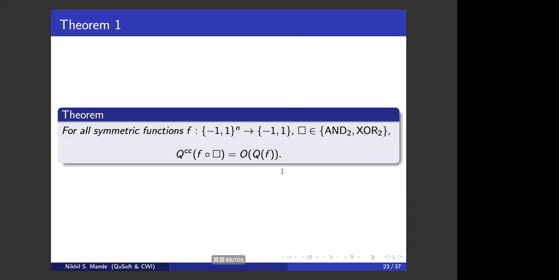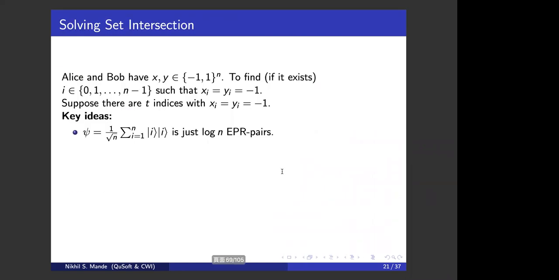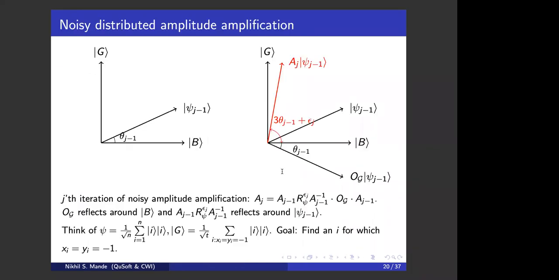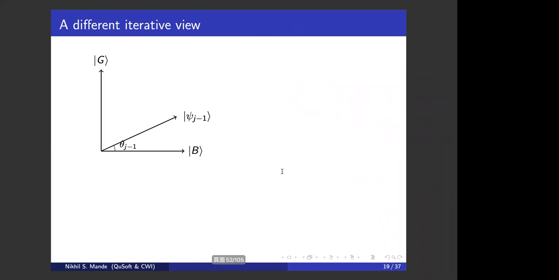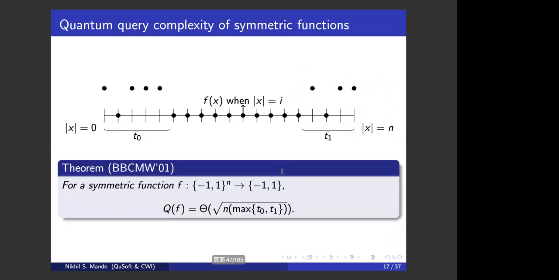Oh, I have a maybe silly question. So this, like you said, this is all for the symmetric properties, right? Symmetric functions. So is that because of the first theorem that you mentioned, which is like the max of root n t1 or t0 something? Because there is a query upper bound for every symmetric function.